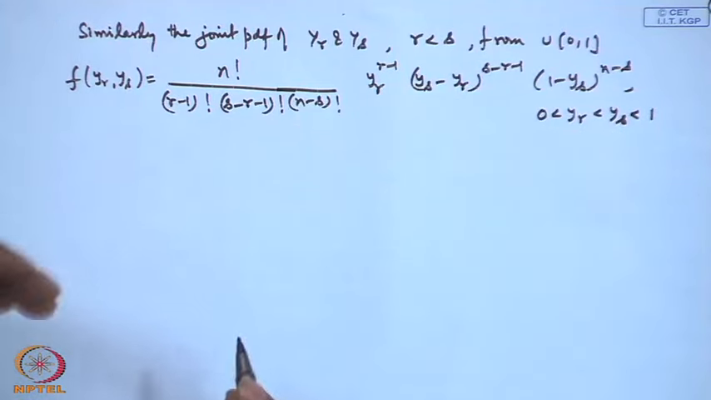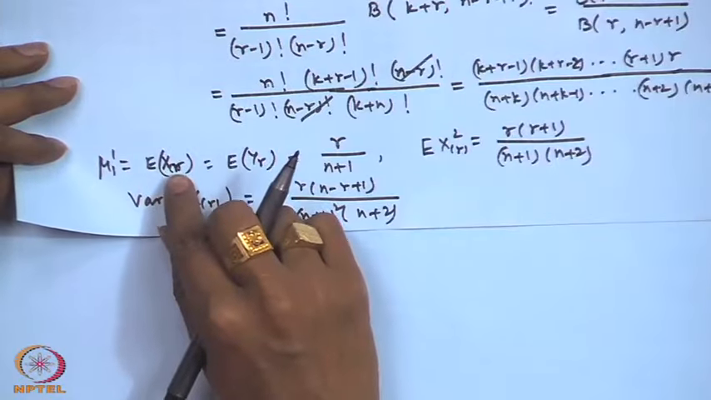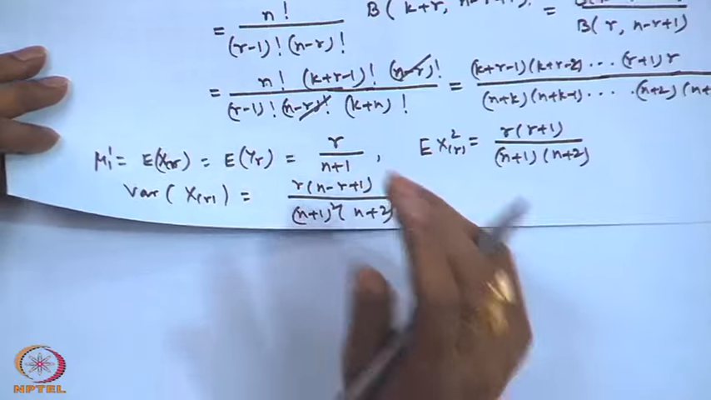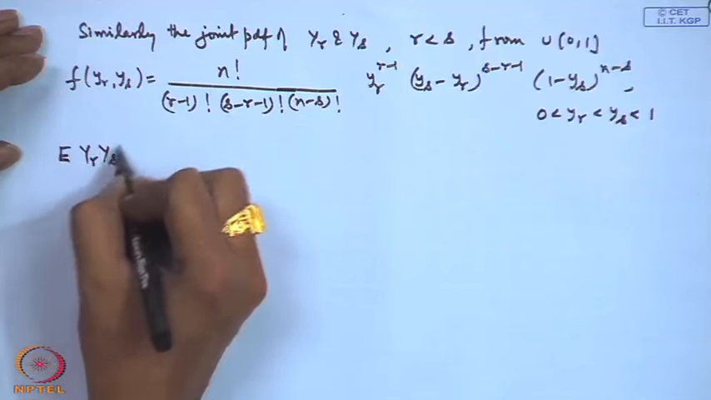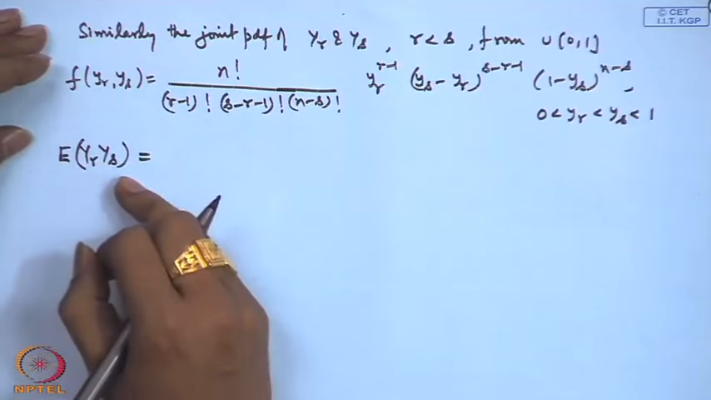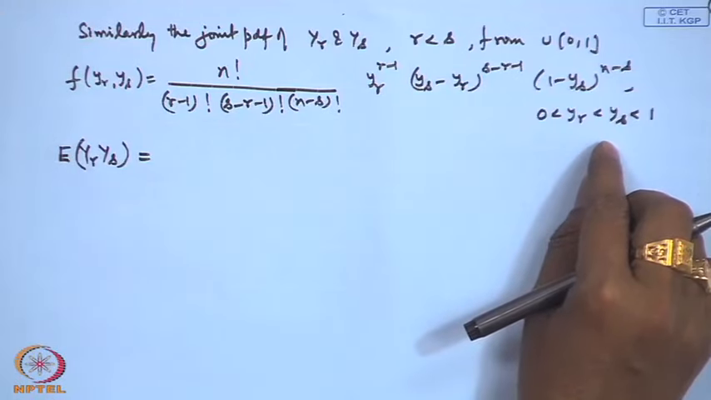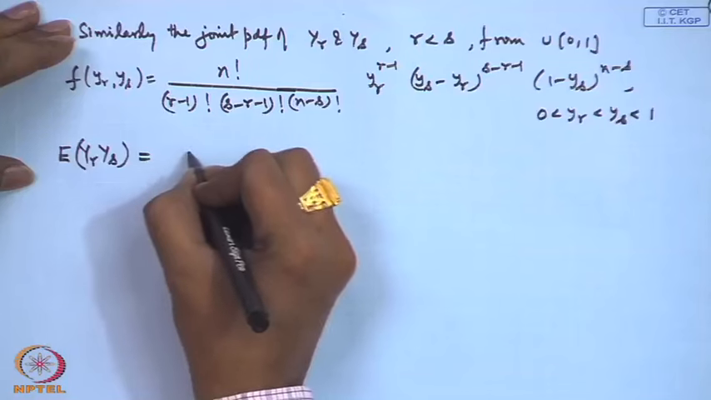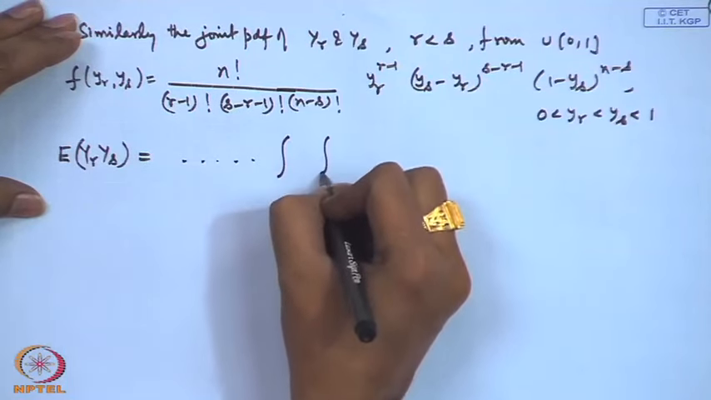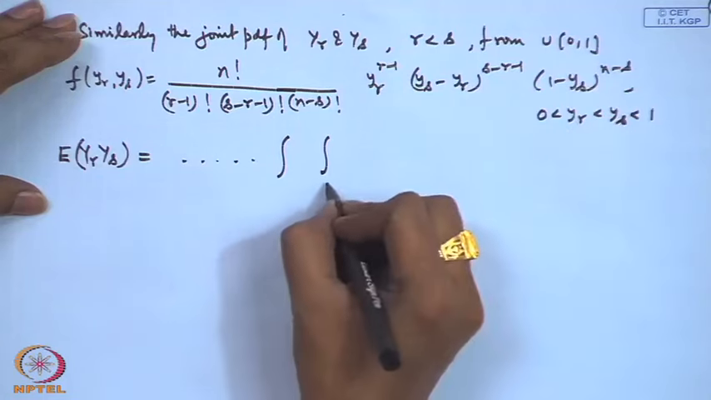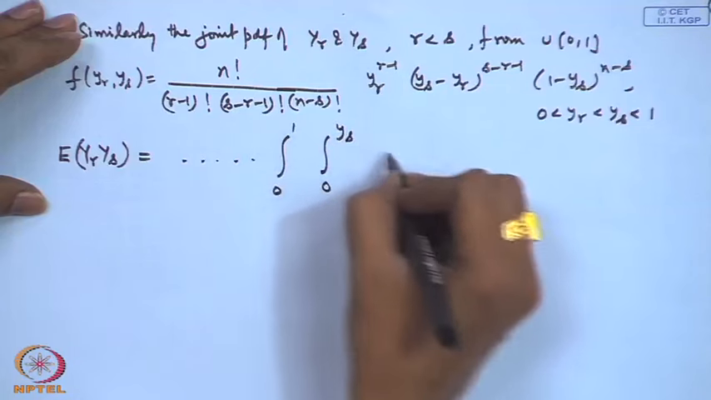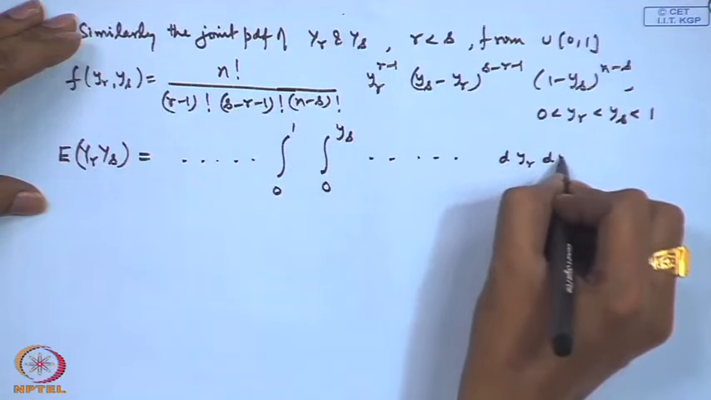If I want to find, say, the correlation between y r and y s, in that case I need the product moment also. We have already obtained the form of the expectation of x r and the expectation of x s. So, similarly, I can calculate the product moment. For example, what will be the expectation of y r y s? Now, in order to evaluate this kind of integral, we can make certain transformations. I will not get too much into the detailed calculation. This term will be there. You will have actually a double integral where, if you firstly integrate with respect to y r, it will be from 0 to y s, and then from 0 to 1, all these terms, d y r d y s.